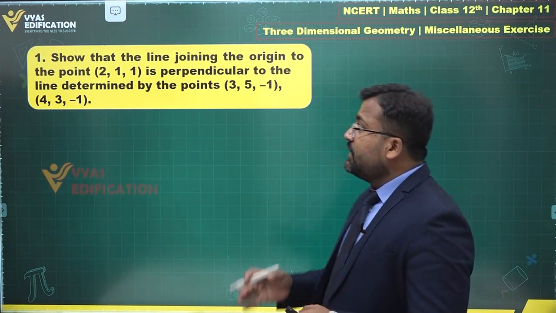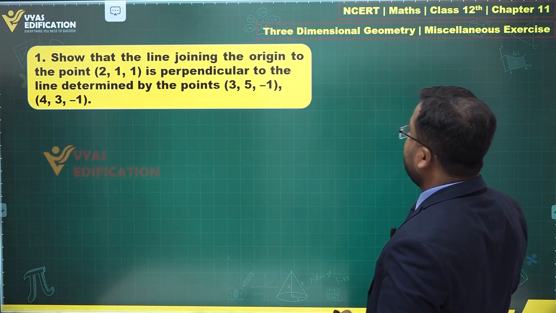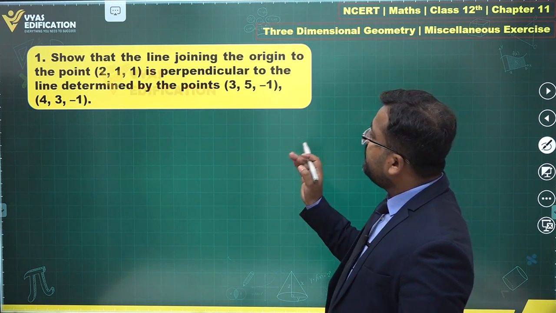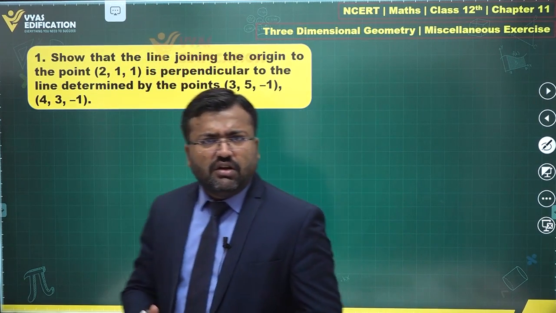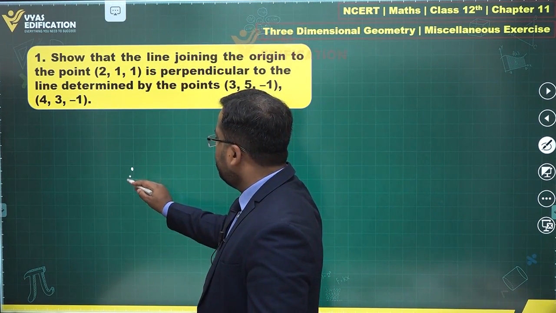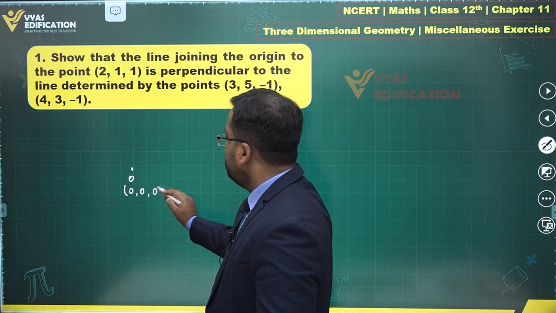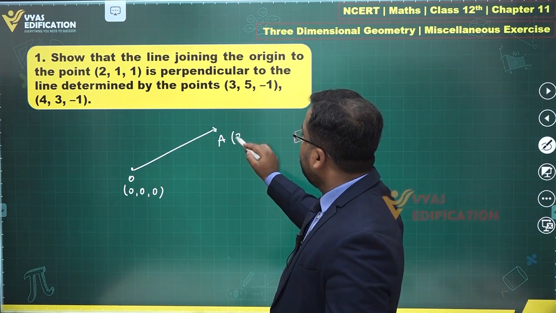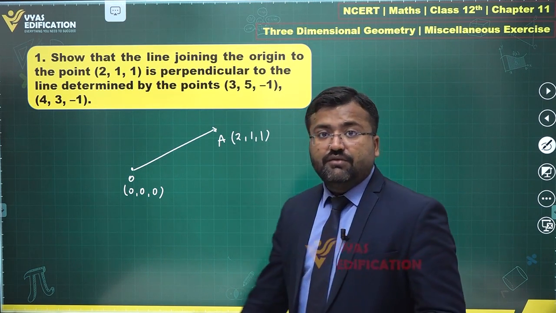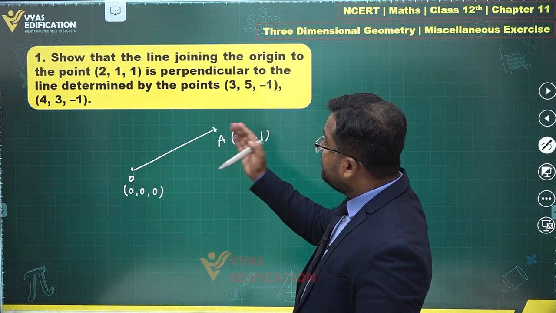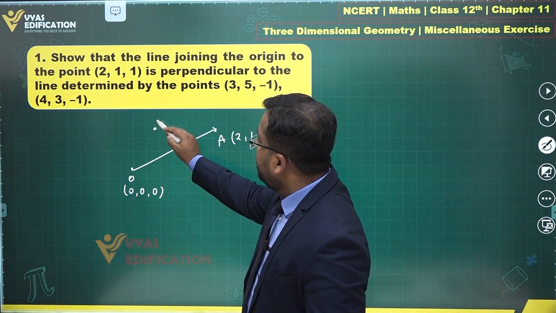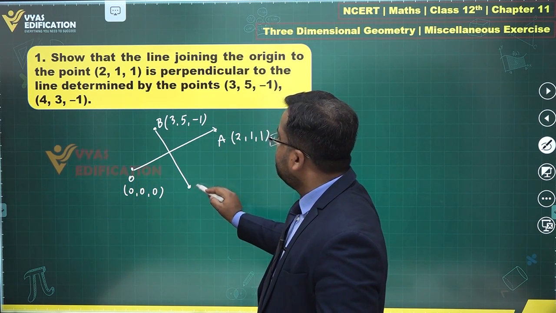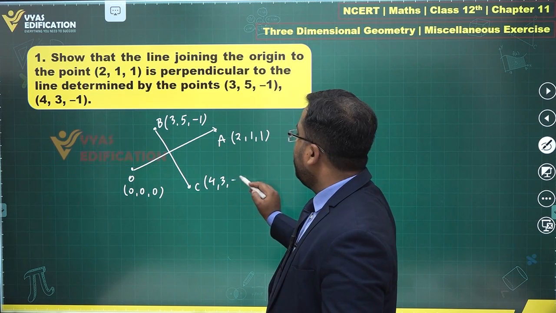The first question says, show that the line joining the origin to the point (2, 1, 1) is perpendicular to the line determined by the points B (3, 5, -1) and C (4, 3, -1). Now how do we handle this? So there's the origin, the coordinates will be 0, 0, 0. Then there's a line which is joining this particular point A (2, 1, 1). And we're supposed to show that it is perpendicular to the other line determined by the points B (3, 5, -1) and C (4, 3, -1).